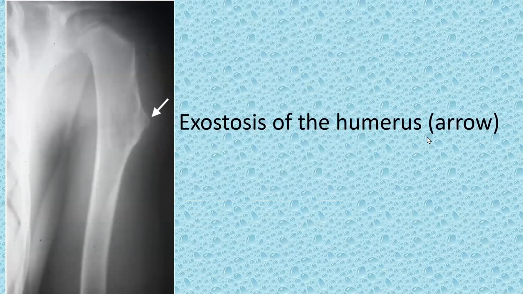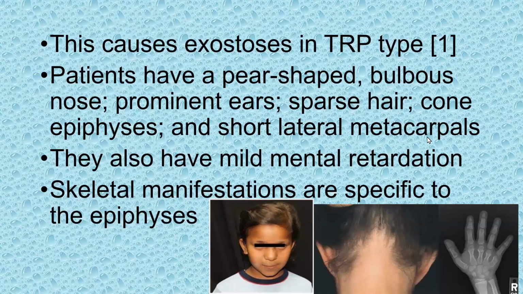This shows you an exostosis of the humerus, especially in type 2. Patients have a pear-shaped bulbous nose, prominent ears, sparse hair, cone epiphyses, and short lateral metacarpals. They also have mild mental retardation. Skeletal manifestations are specific to the epiphysis.